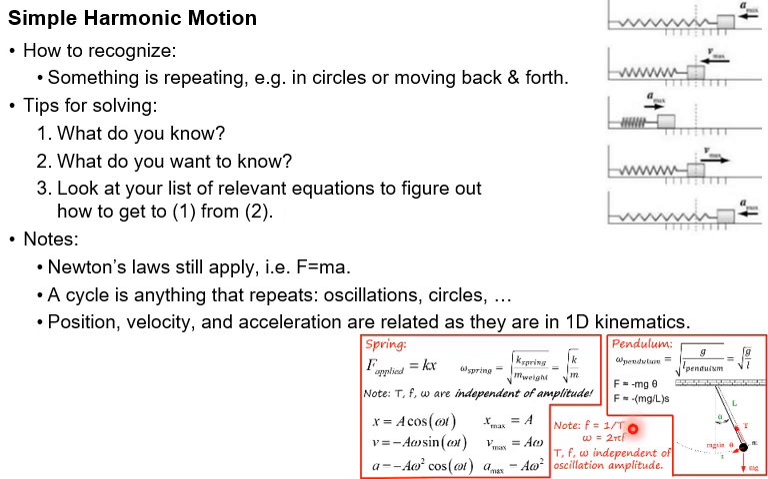If instead, let's say you have a pendulum swinging, the angular frequency for the pendulum is equal to the square root of little g divided by the length of the pendulum. General notes: a cycle is anything repeating, oscillating, doing circles.